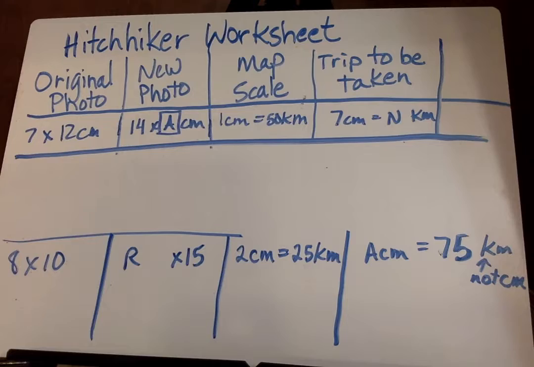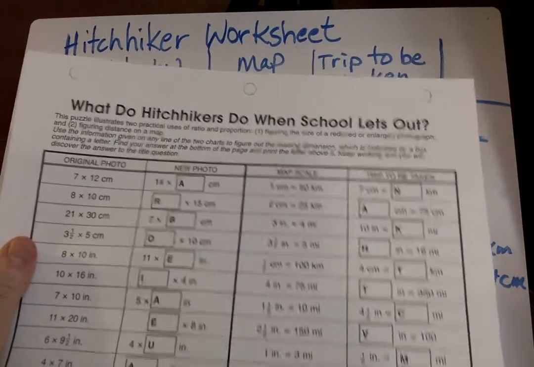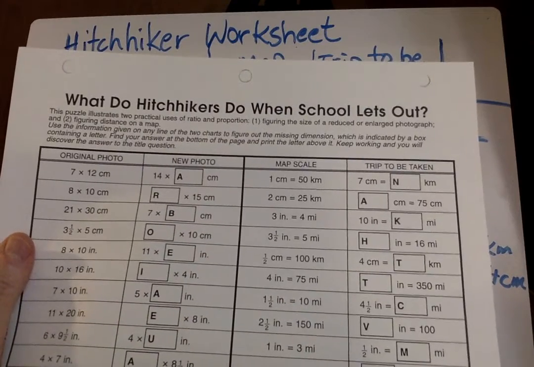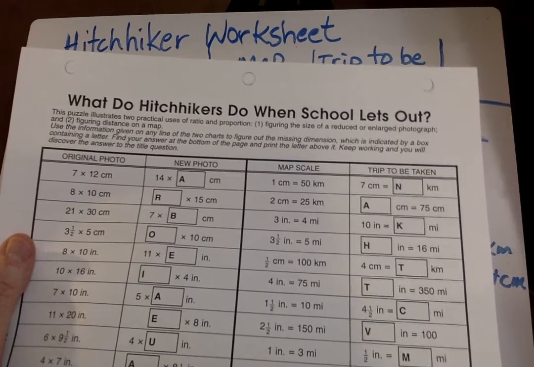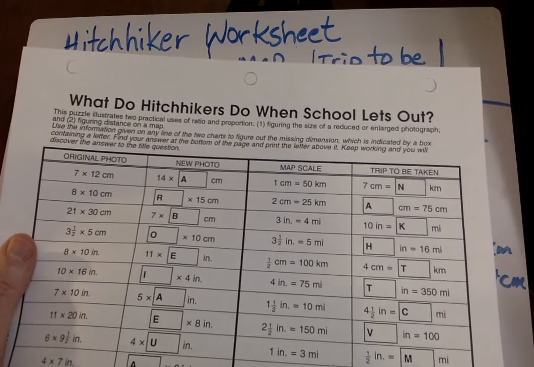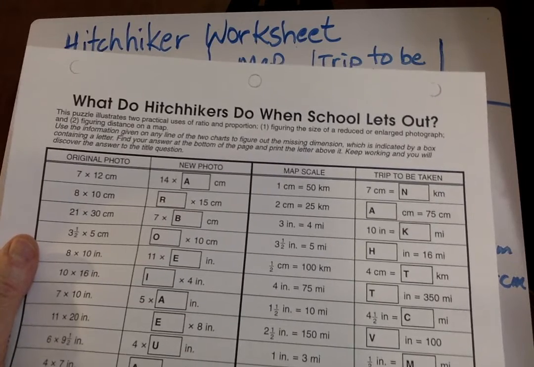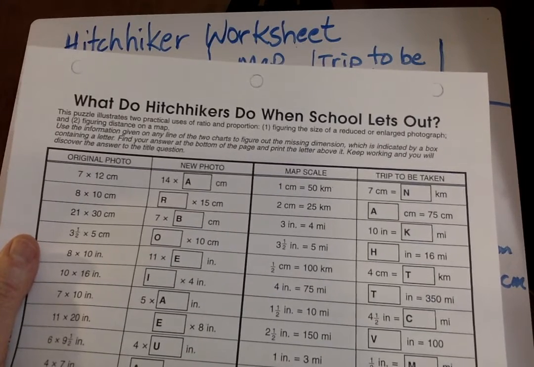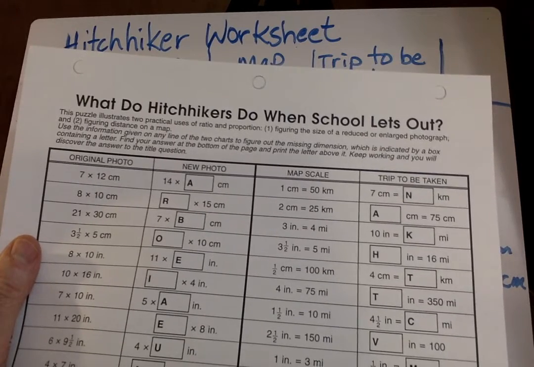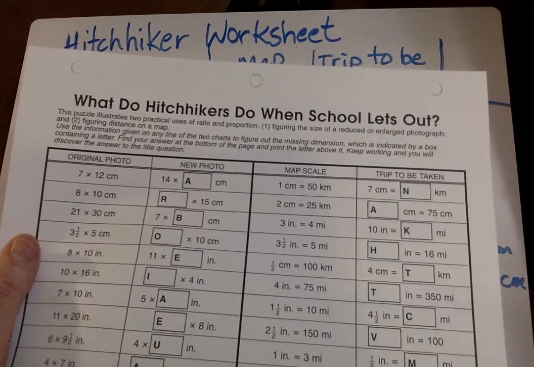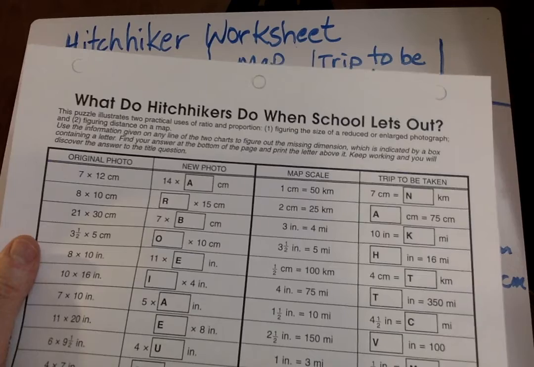It says, what do hitchhikers do when school lets out? This puzzle illustrates two practical uses of ratio and proportion. One, figuring the size of a reduced or enlarged photograph, and two, figuring distance on a map. Use the information given on any line of the two charts to figure out the missing dimension, which is indicated by a box containing a letter. Find your answer at the bottom of the page and print the letter above it. Keep working and you will discover the answer to the title question, which is, what do hitchhikers do when school lets out?